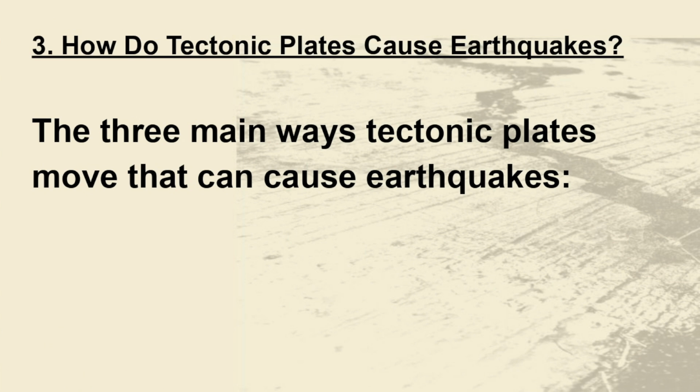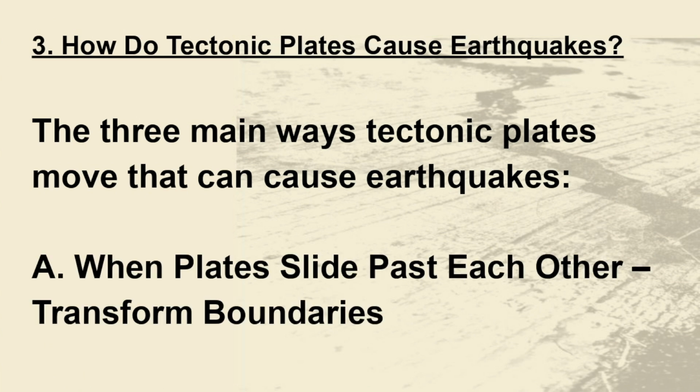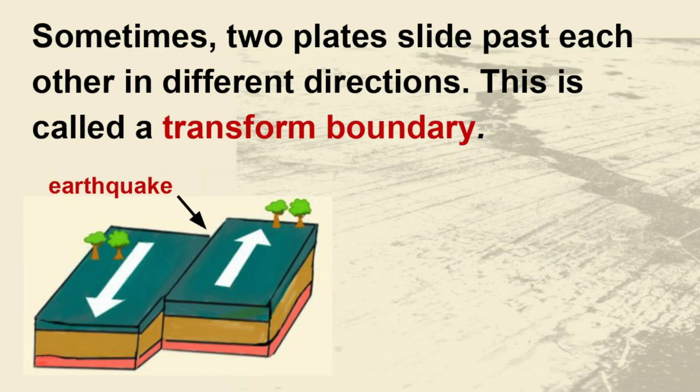3. How do tectonic plates cause earthquakes? The three main ways tectonic plates move that can cause earthquakes. A. When plates slide past each other, transform boundaries. Sometimes, two plates slide past each other in different directions. This is called a transform boundary.